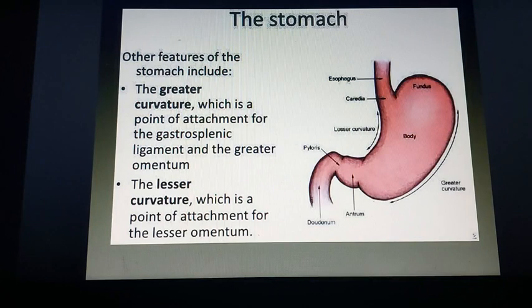Coming to the curvatures, we already discussed that the greater curvature is the point of attachment for the gastrosplenic ligament and greater omentum. That is the greater curvature of the stomach. The lesser curvature is a point of attachment for the lesser omentum.